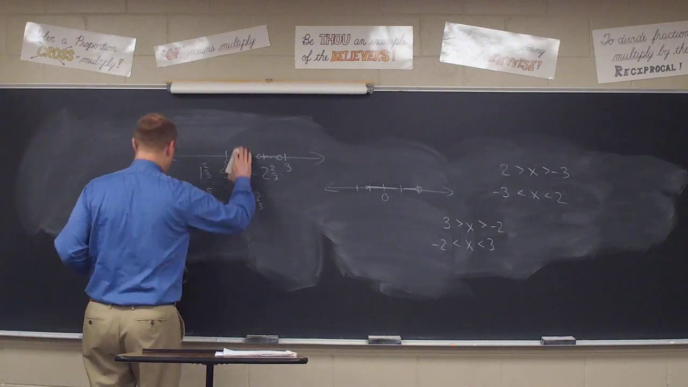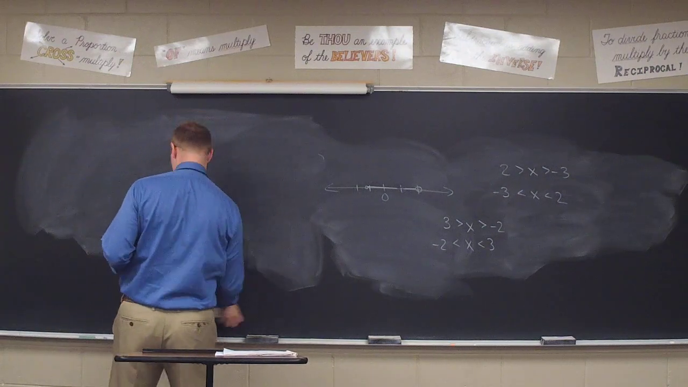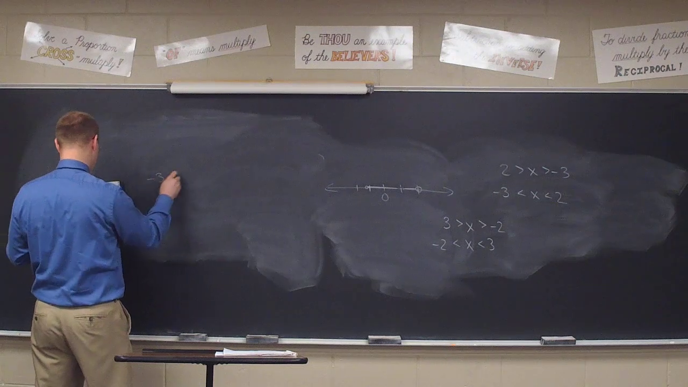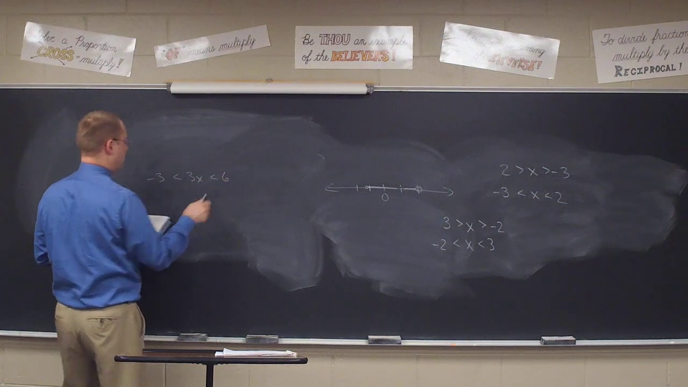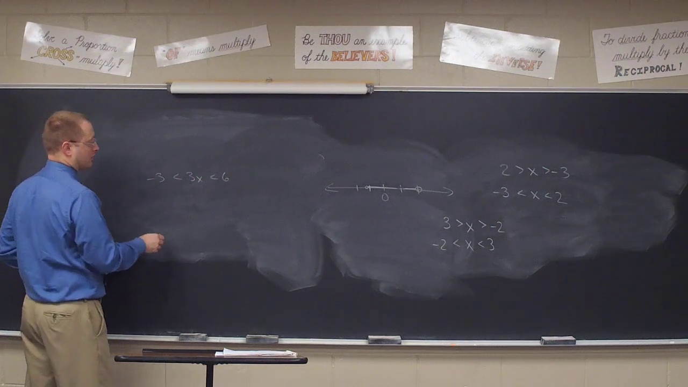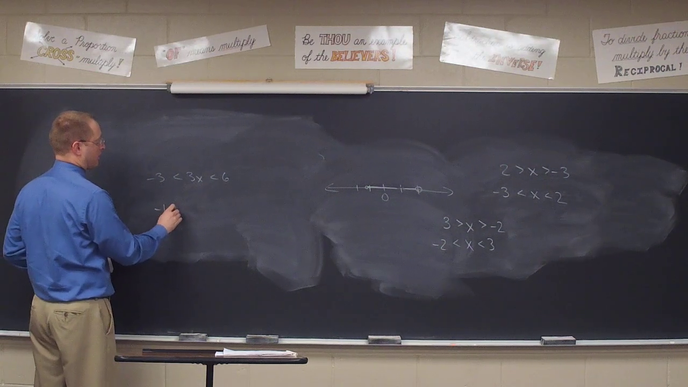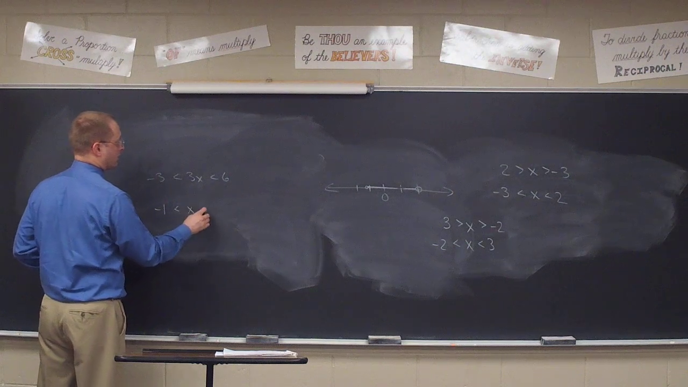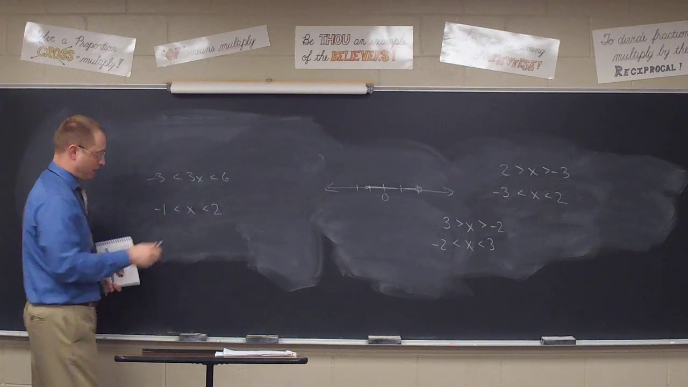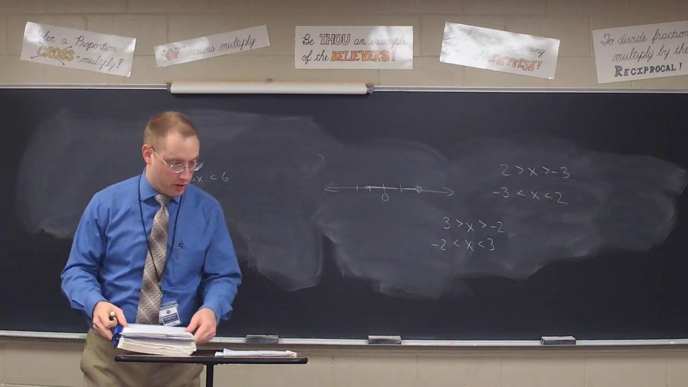Subtract the 2 to get, initially, -3 is less than 3x is less than 6, and then we have to divide everything by 3 to get -1 is less than x is less than 2. There we go.